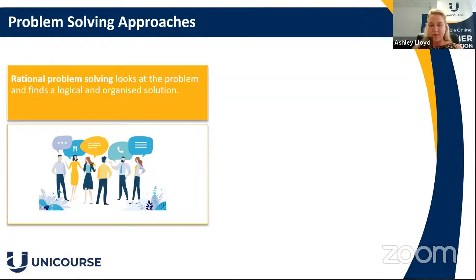So there are different problem solving approaches. Okay, so you can approach a problem in different ways. The rational problem solving approach looks at more facts, figures, information gathering, looking at data, being able to review that data.